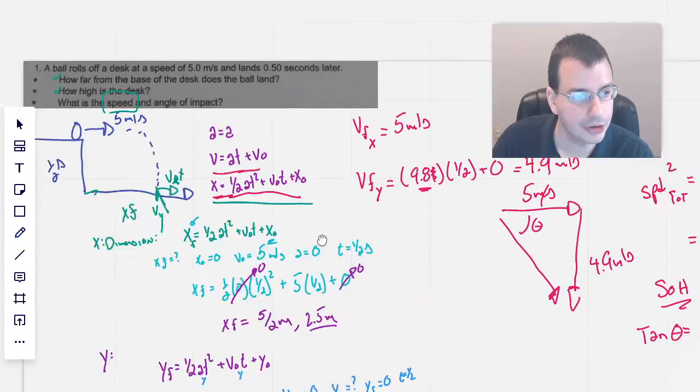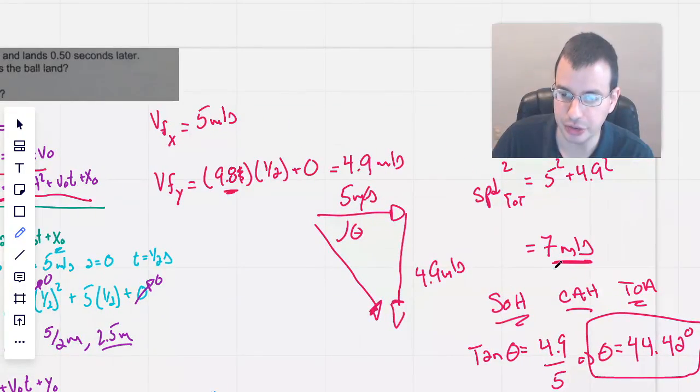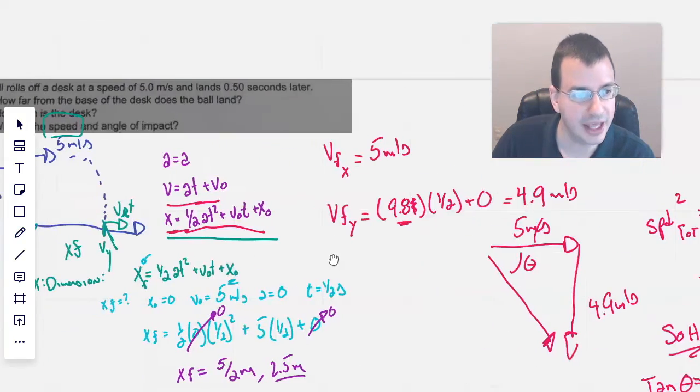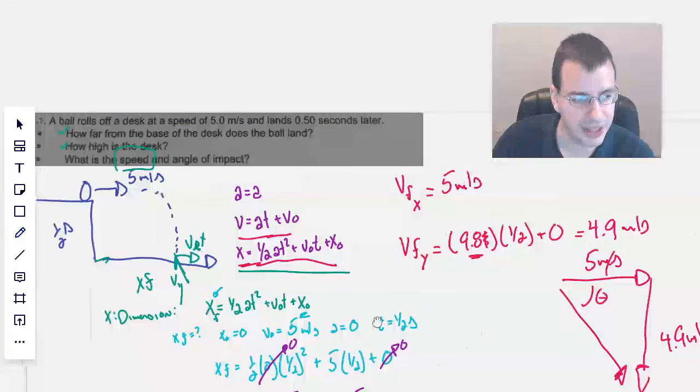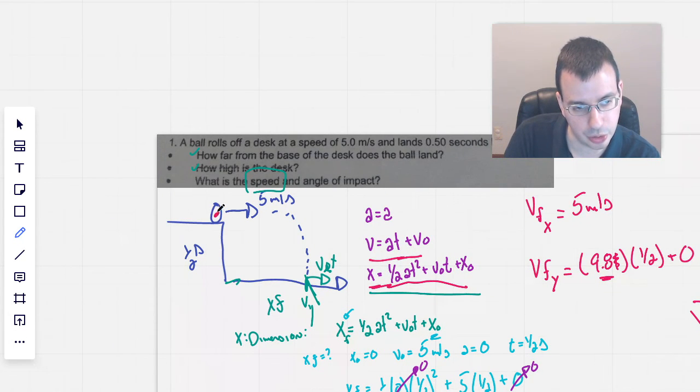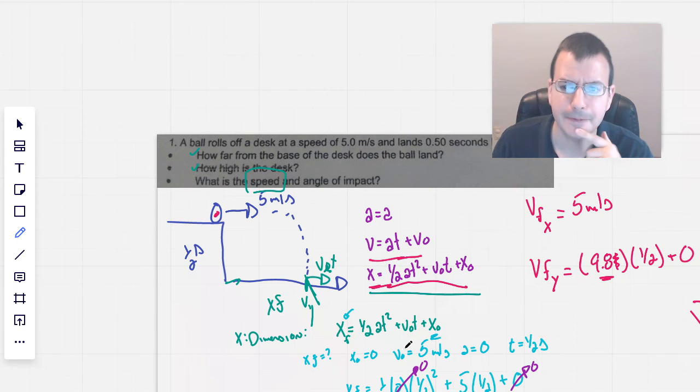Okay, so let's backtrack, make sure we got everything. What is the speed? The speed is the magnitude without direction, which is 7 meters per second, and the angle of impact is 44.42. That's an angle with respect to the horizontal, so going down. Yeah, I'm good with that.